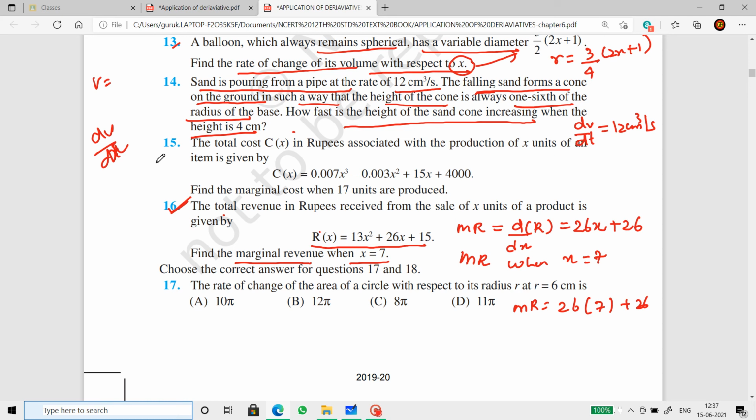Similar to this, we have to do the 15th also. So based on this concept, you try all the sums in the first exercise. In my next video, I'm going to concentrate on some of the miscellaneous sums and important sums from the examination point of view from this topic, rate measures.